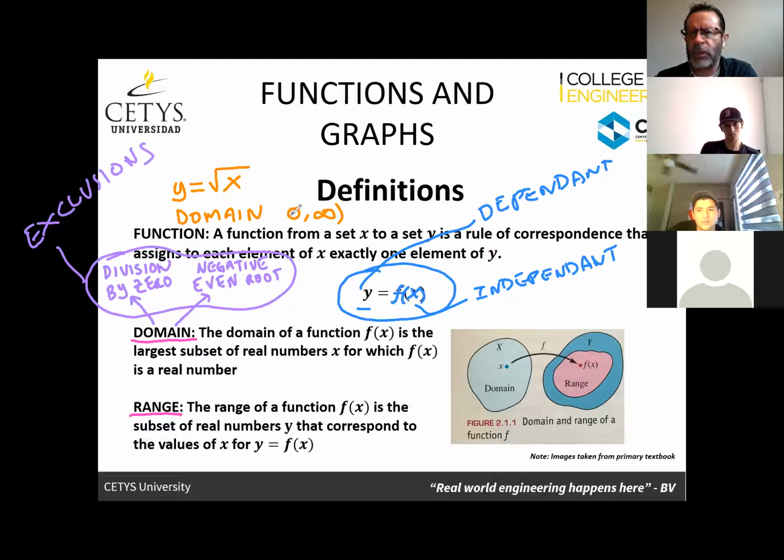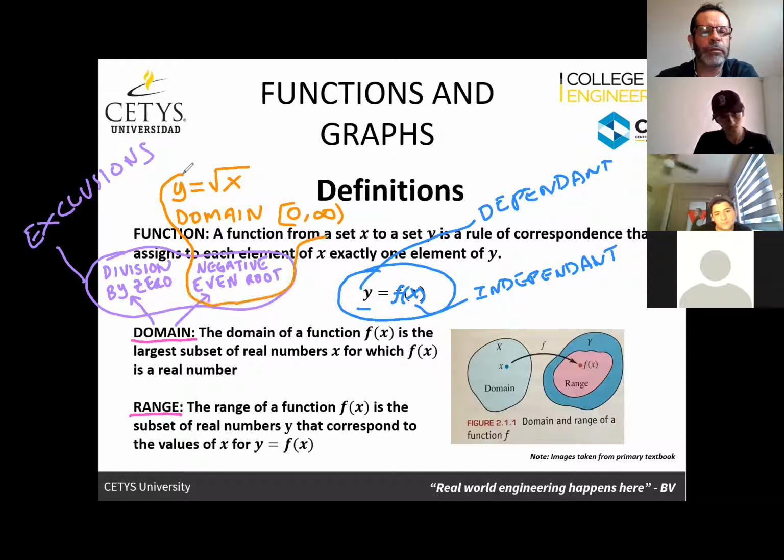Yes. Correct, because the square root of 0 exists. The square root of 0 is 0. But I can't have any negative values. And so the domain is from 0 to infinite. Was that clear? Yes, teacher, thank you. Yeah, let's give another example here. This is an example of the negative even root.